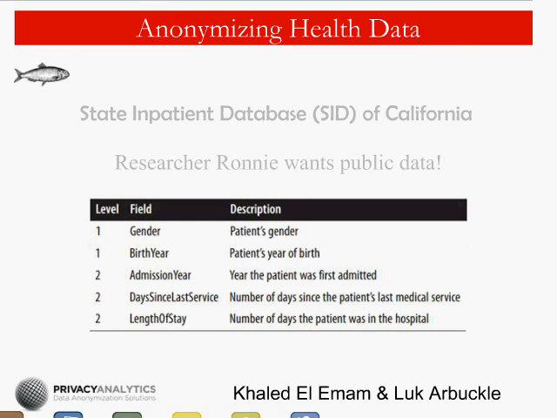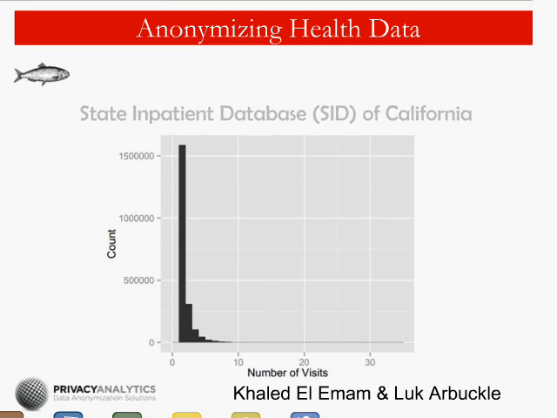He asks us for example, gender, birth year, admission year when a person was admitted to hospital, their days since their last healthcare service, and a length of stay. The details here don't really matter. The point is that you have level 1 and level 2 data that are being requested. So we're going to go through the same process as before, but first I want to show you just what this data looks like, so the number of visits.